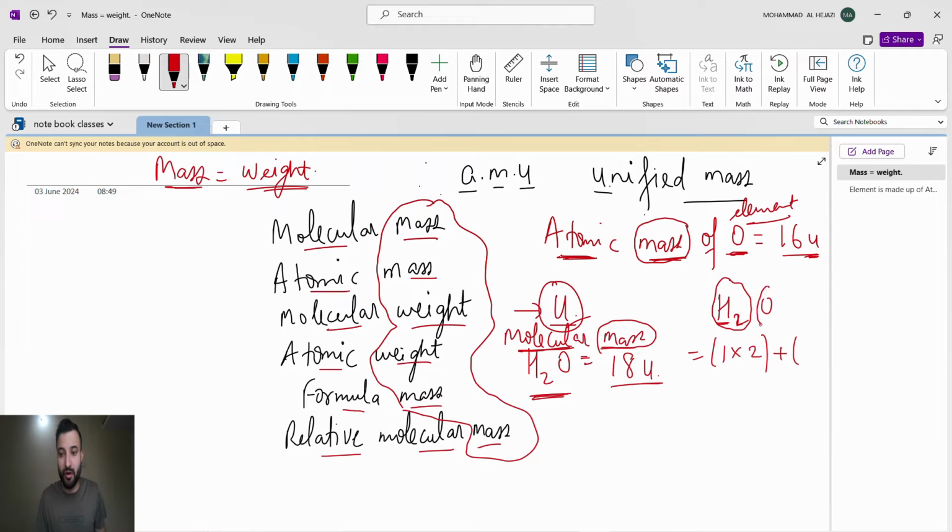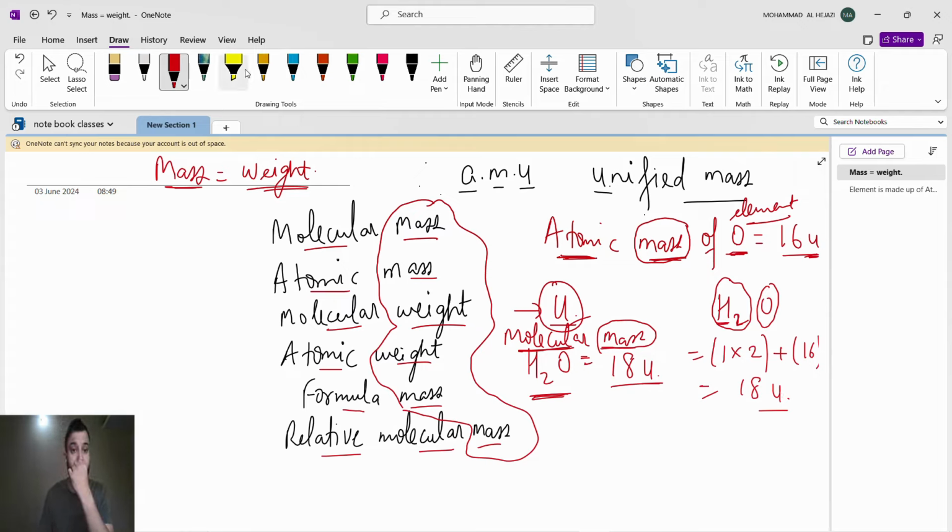Now we will add for oxygen, because for every atom we have to add. So oxygen is how much? 16. And how many oxygen are there? 1. So 16. So 1 into 2 plus 16 is 18. Like this we got it. Okay, because we have to find the molecular mass, so mass, or we can say molecular weight, only weight, we will use 18 U.